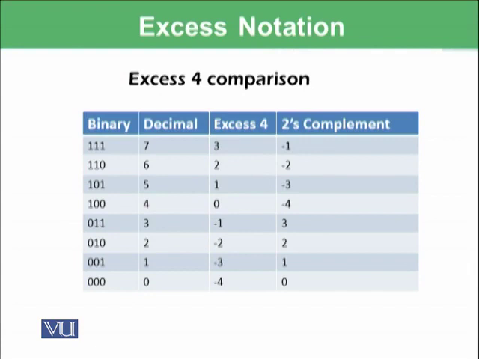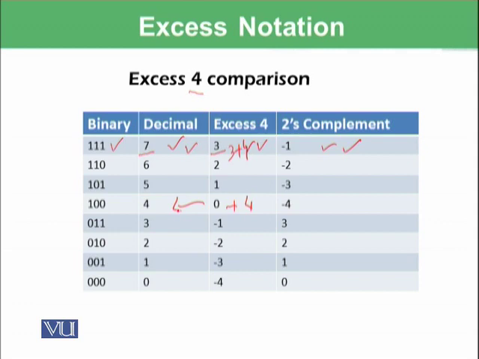Here I have made a comparison of excess 4 notation for binary, decimal, excess 4 and 2's complement. You can see that 111 is represented in decimal as 7. In excess 4 notation it gives 3, and in 2's complement it gives -1. You can also understand that in excess 4 notation the value is 4 less than the actual value, because 111 represents 7 in decimal, but in excess 4 it represents 3. This means 3 plus 4 is the actual number 7, and similarly 0 plus 4 is actually 4 in decimal.